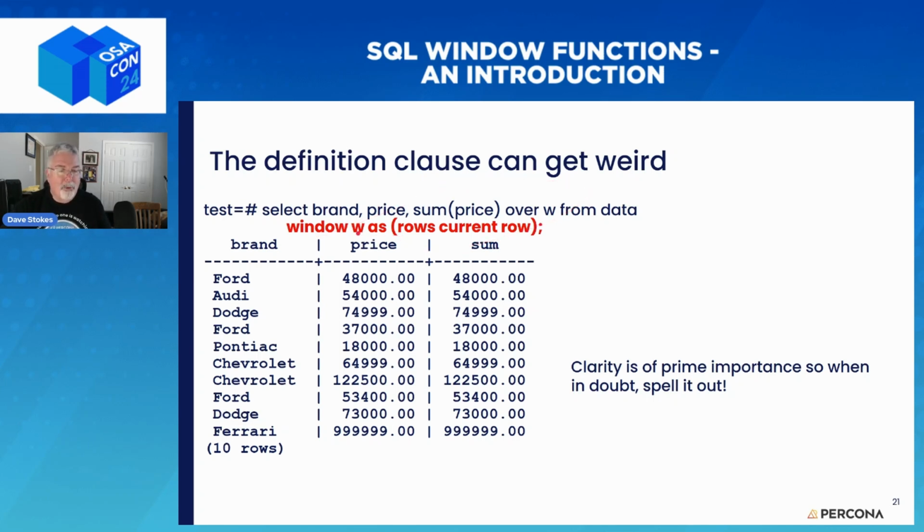Now here it's saying, okay, we're going to take a look at the brand, price, and sum from our table, but we want to look at the current row. So we're going to use rows, and we're going to start at the current row. So our first Ford has a price of $48,000, and we're going to sum that up. Next row, okay, we're going to use a row, and we're just going to look at the current row. Now, this is not a useful example, but the idea is that you document what you're doing. This is not handy, but it shows you that here we're looking at just the current row only.